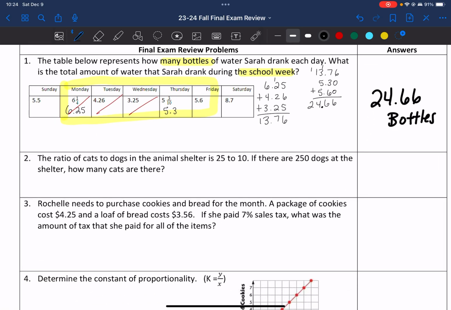Okay, let's look at number 2. The ratio of cats to dogs in the animal shelter is 25 to 10. If there are 250 dogs at the shelter, how many cats are there?